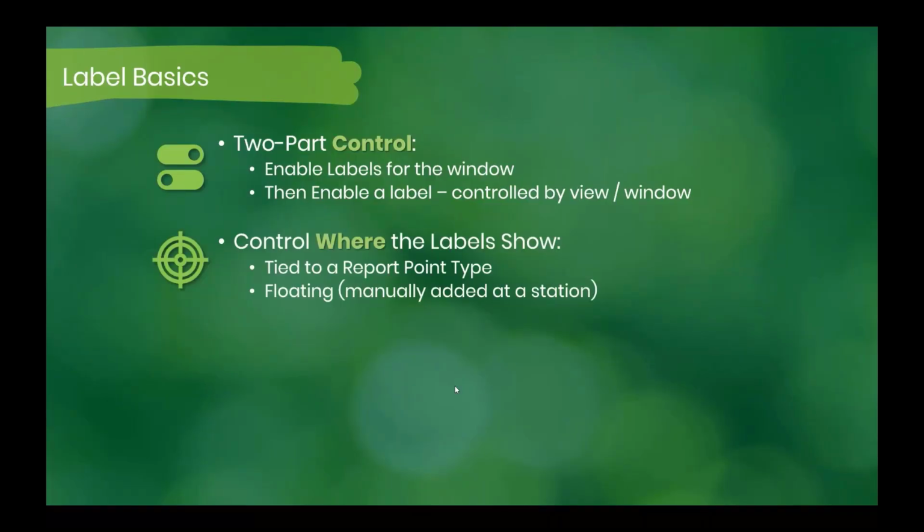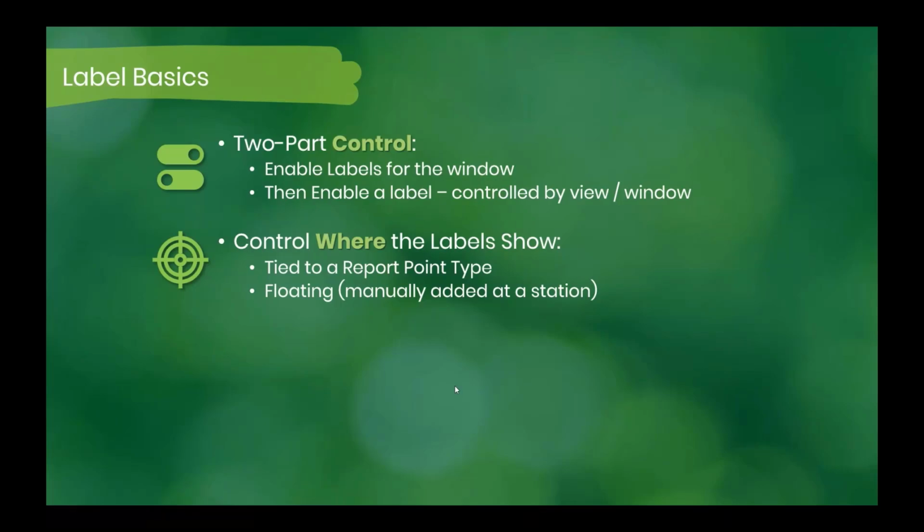We can also control where the labels show, kind of their frequency. What part of our alignment is that label showing up on? Most of the labels inside of the plan and profile windows are tied to something called a report point. That's a very specific defined point that could be based off a certain station frequency. It could be based off of the site where an attribute occurs, like the beginning of a curve, the end of a curve, the presence of a culvert. There's lots of different report types, and we can tie labels to those reports.